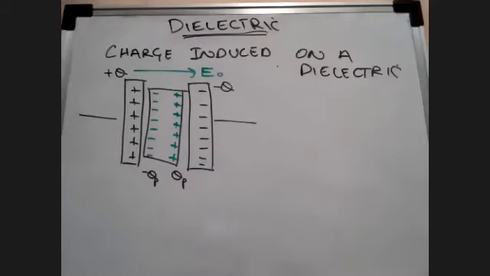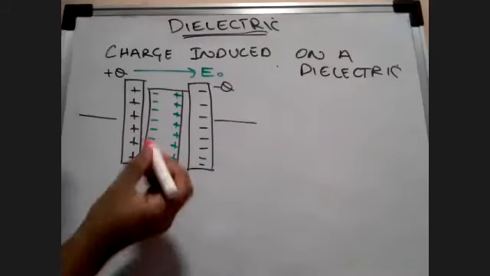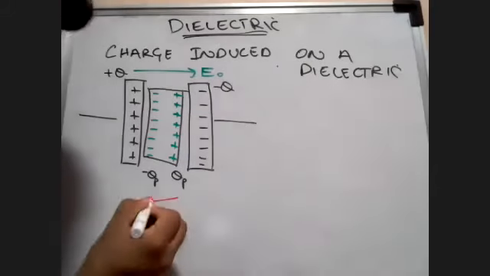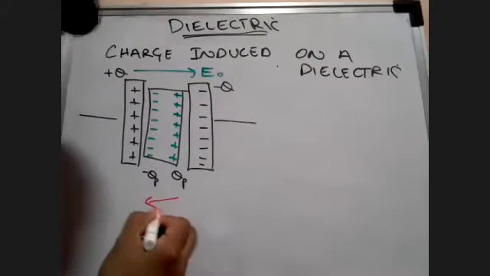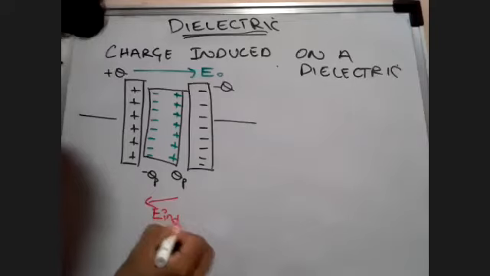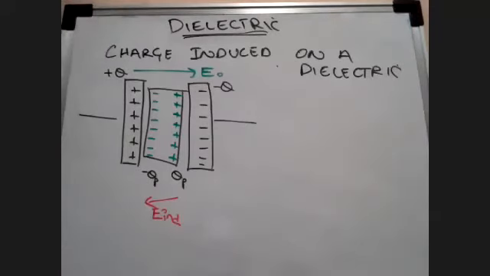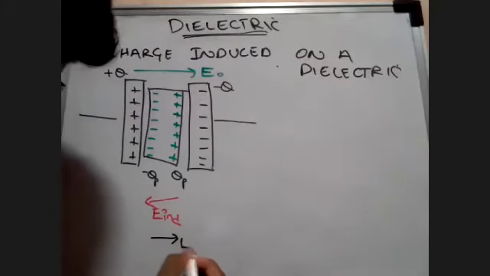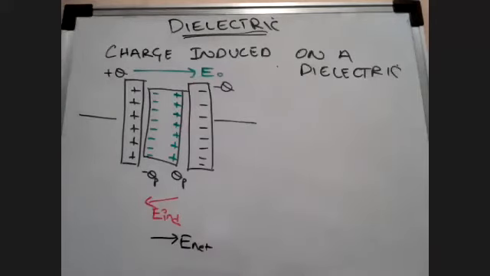So because of this positive charge here and the negative charge here, there's going to be what? An induced electric field. In which direction? This direction. So I will write E induced. And of course, there's going to be a net electric field. In which direction? Opposite to E induced. It's going to be like this. E net.